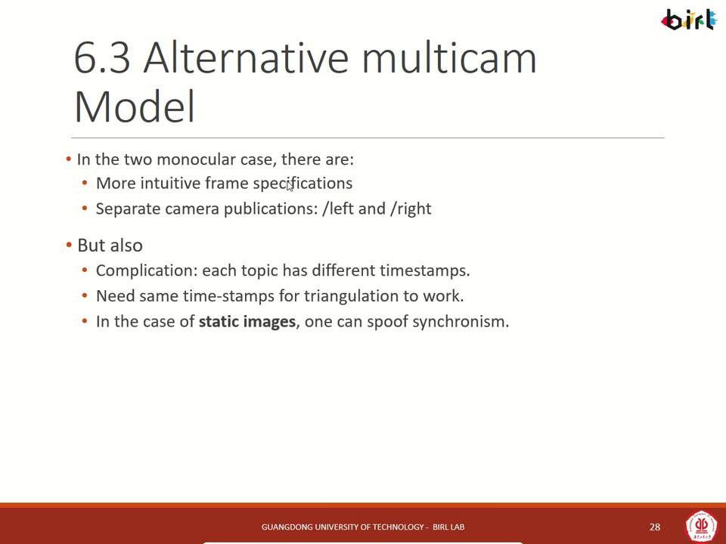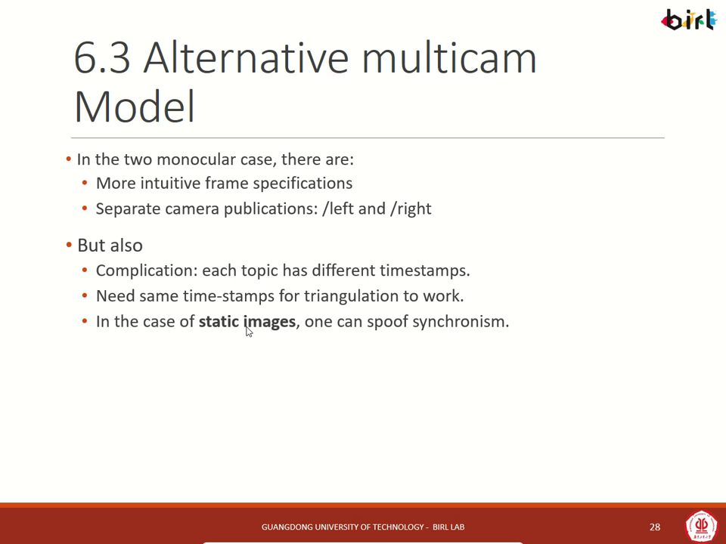The difference here, although this is another problem, is that each topic has a different time stamp. The time at which you publish is not the same for both of them. So you need to find a way to make their timestamps agree. This will only work if you use static images. What is a static image? An image where objects don't move, don't change at all, because then the positions don't change, right? But if you have things moving, then this technique will not work.